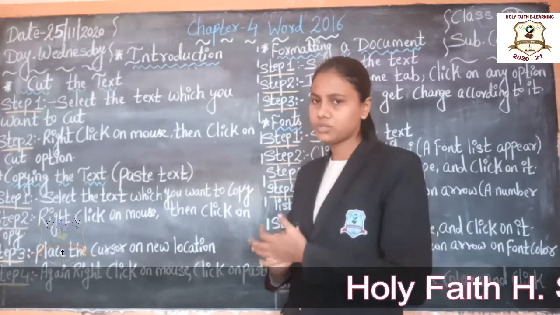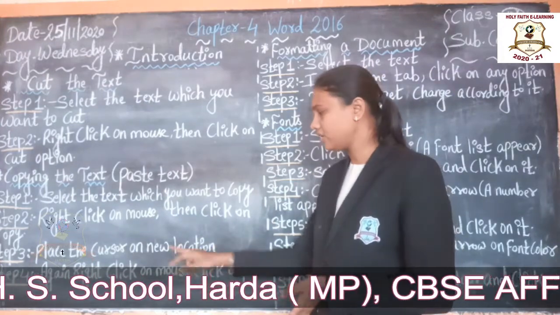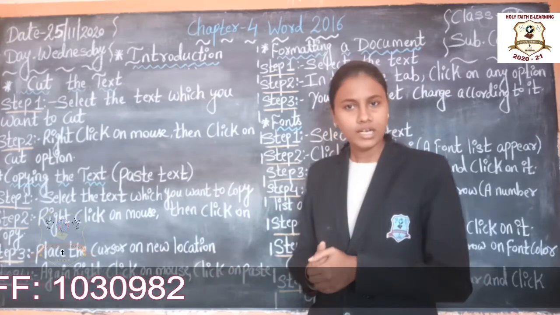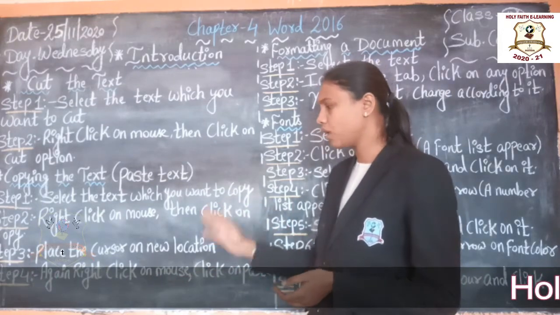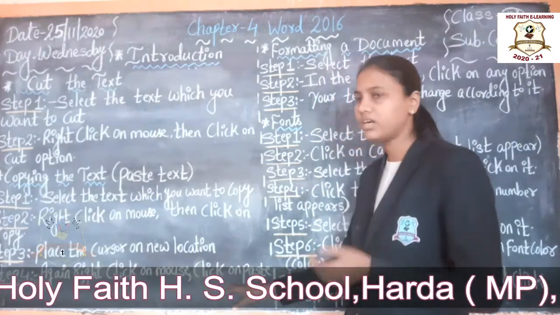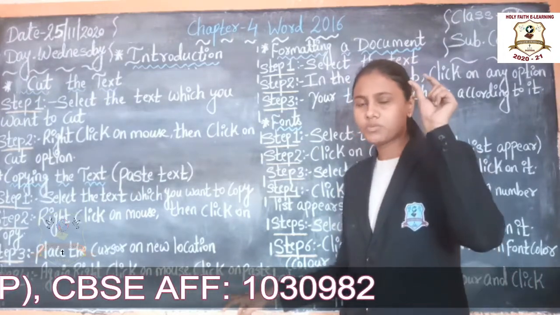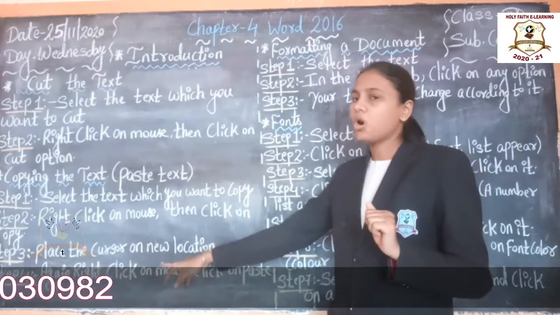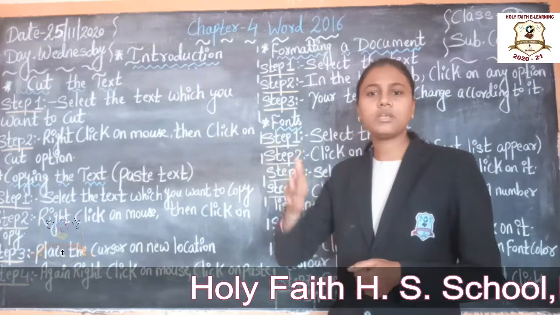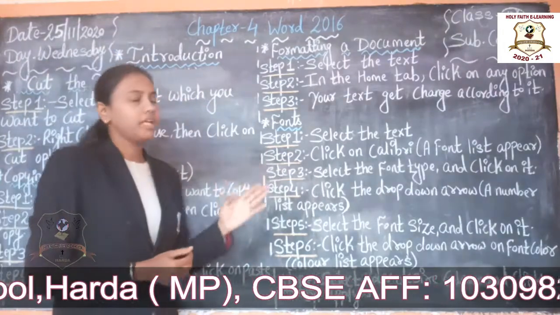In the third step you have to place the cursor on the new location where you want to copy your text. There, again right click on the mouse and you will get one dialog box. In that you will get the option of paste. When you click on the option paste, the text will be copied from one place to another. Clear? Yes. Now let's see about formatting a document.